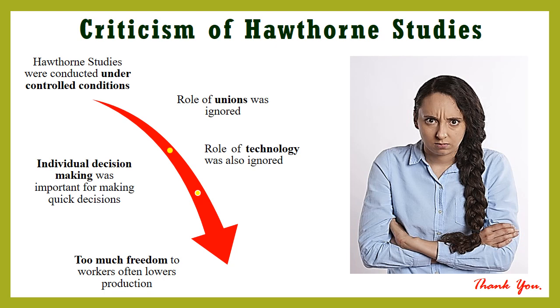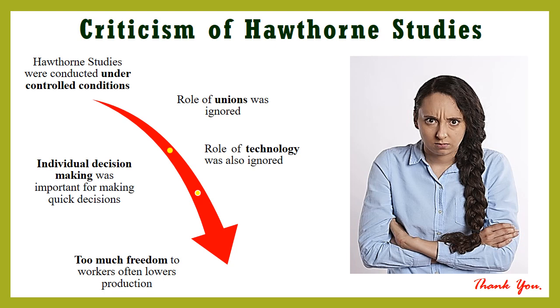The Hawthorne studies were conducted under controlled situations. The results might differ in real settings. The workers knew about these experiments. The studies were also criticized mainly because the role of unions is ignored in these experiments. The Hawthorne studies gave more importance to human aspects, while some other important factors like technology were ignored while conducting these experiments.